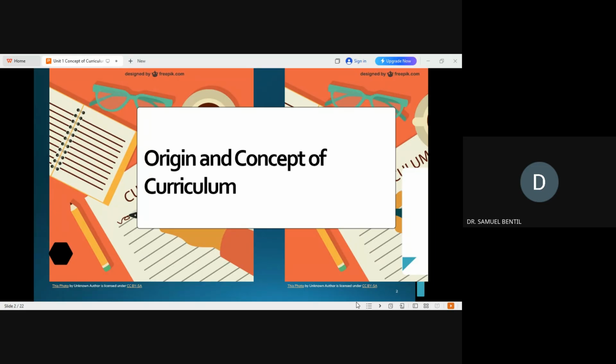Are you getting the concept? So that's basically Yes, sir, we are getting it. That's basically the definition of curriculum.